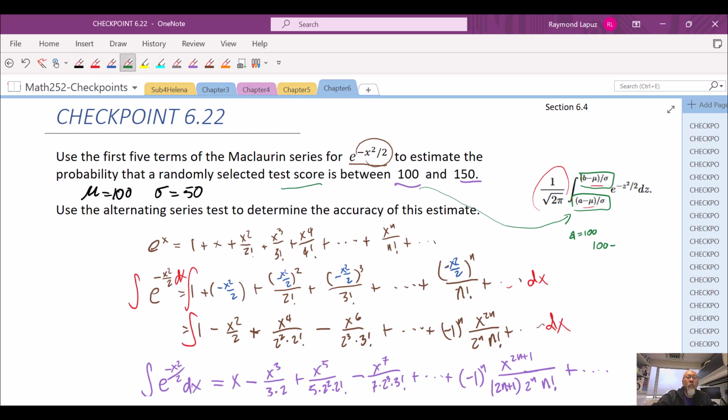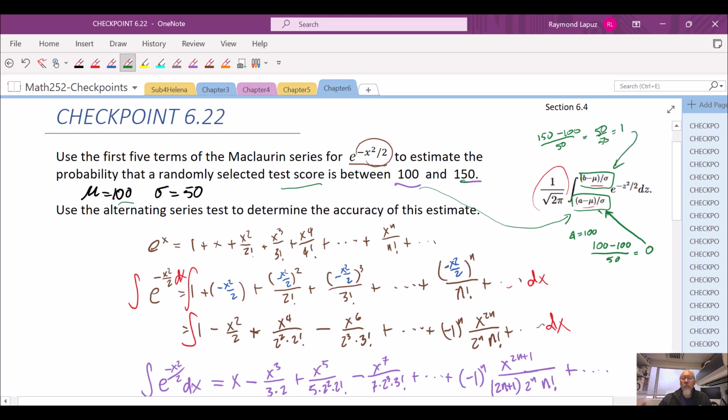Now that we know that, we'll use that for the mean. So it's 100 minus mu divided by 50, and that is going to be 0. So the lower limit here will be 0. Now the upper limit is 150, so it's 150 minus mu, which is 100, divided by 50, so that's 50 over 50, excuse me, which is equal to 1.